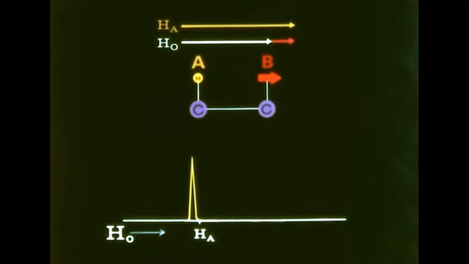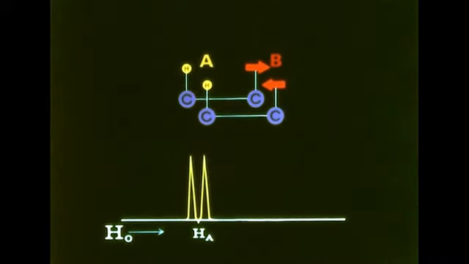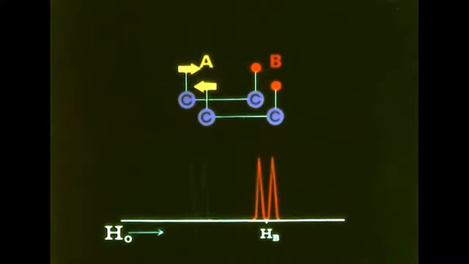The field of B adds to H0 or subtracts from H0. About half the molecules in the sample have proton B adding its field to H0, and the other half have proton B subtracting its field. The peak for proton A is therefore split into 2 lines of equal intensity, called a doublet. Exactly the same considerations apply to the resonance of the B proton, which also appears as a doublet.